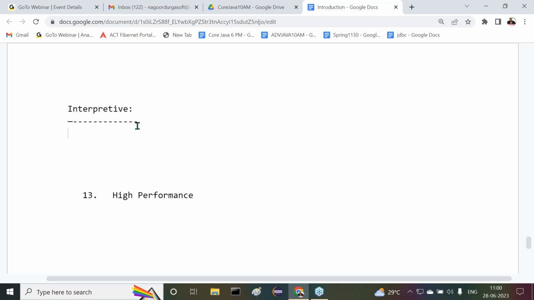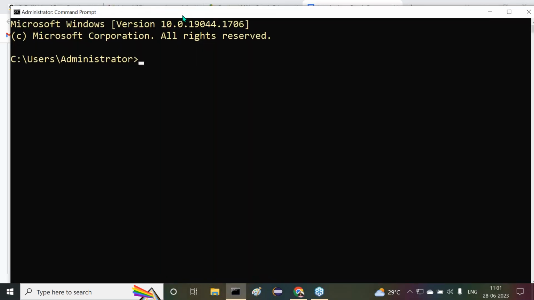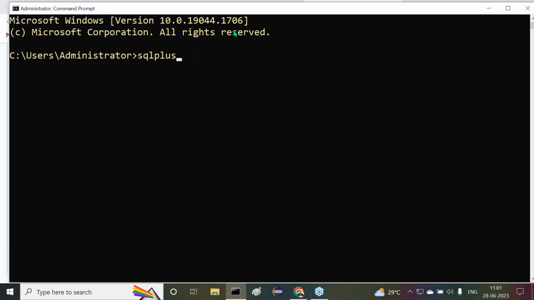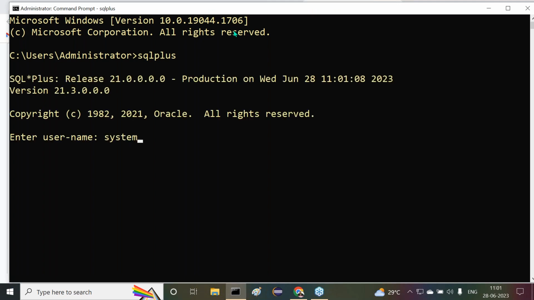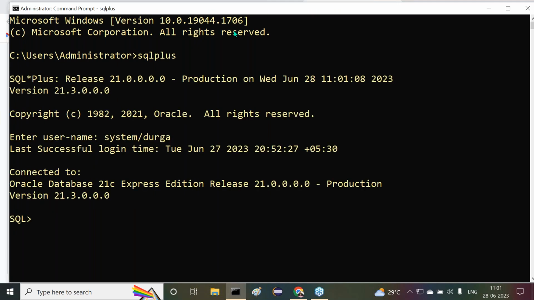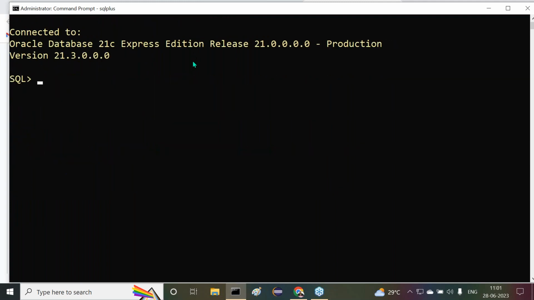The best example for an interpretive programming language is SQL. Are you aware of it? In the case of SQL, work happens directly. In SQL Plus, for example, I open it with username system and a password. This is my program: select * from EMP1. If I press enter, first error checking is performed. If no errors are available, direct output is produced.